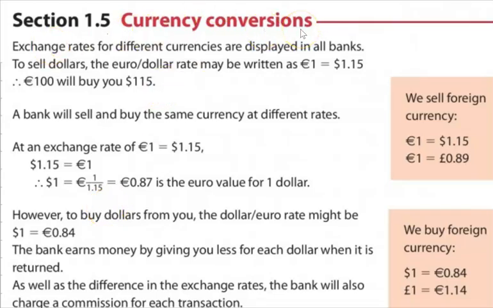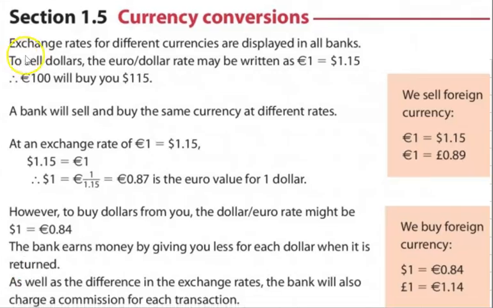Currency conversions. Exchange rates for different currencies are displayed in all banks. To sell dollars, the euro-dollar rate may be written as €1 equals $1.15. Therefore, €100 will buy you $115. A bank will sell and buy the same currency at different rates.